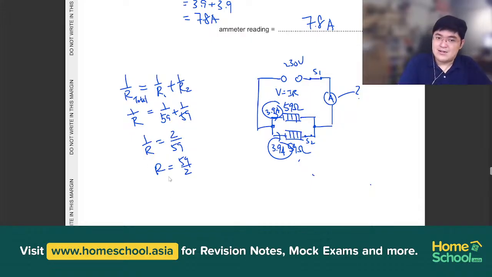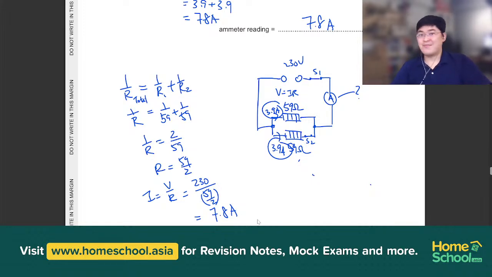Afterwards, you just need to do the usual V equals IR thing. So this is the second method. V is 230, divide by R, which is 59 over 2. And you should also get back the same answer, 7.8 amperes. You can do the math yourself. This is the same, so this is method 2.